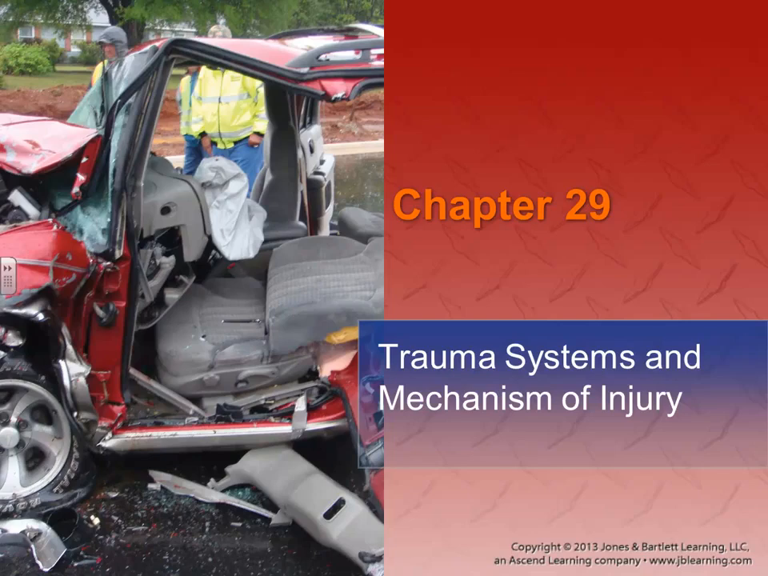What is one of the most important things to look at when we're looking at a traumatic scene to determine the severity of an injury? Mechanism of injury. Mechanism of injury can come into play in several different ways. Number one, it can kind of give you a reasonable idea of the type of injury that you'll be faced with.